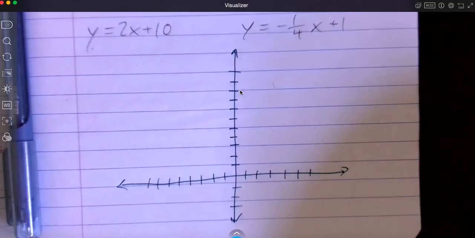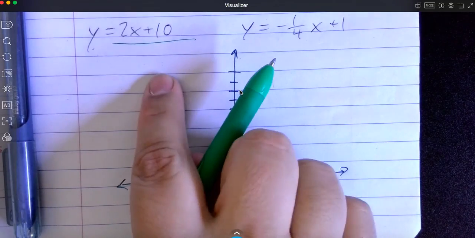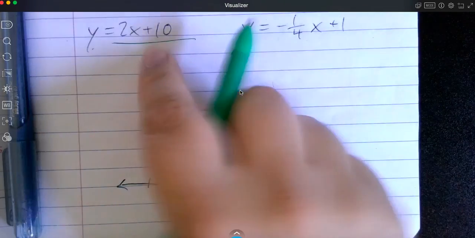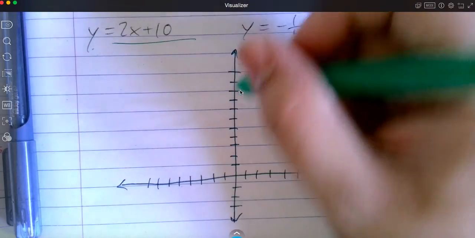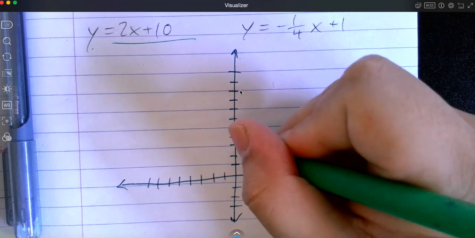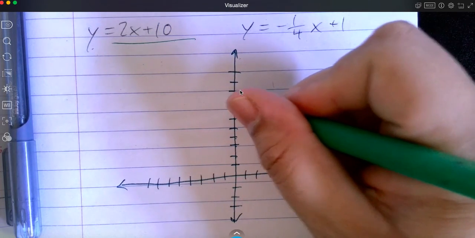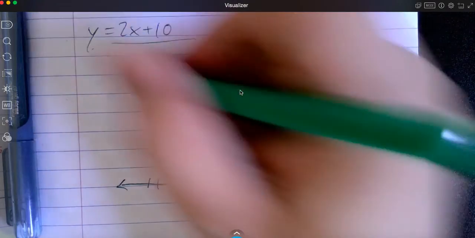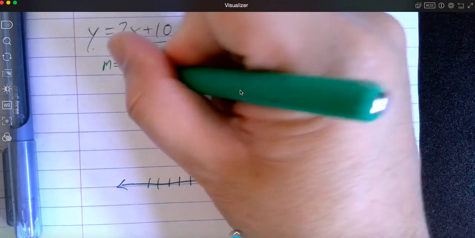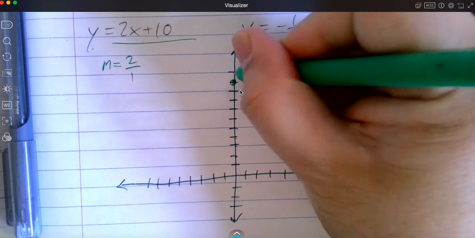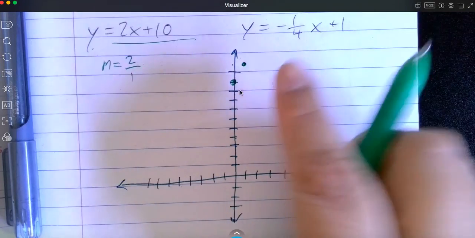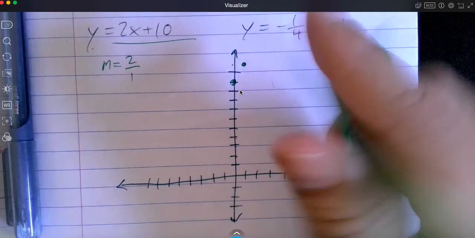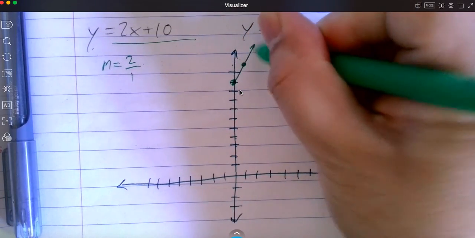All right, starting with this one, slope is 10. Oh, sorry, not the slope, the y-intercept, the b. So 1, 2, 3, 4, 5, 6, 7, 8, 9, 10. The slope is 2x. So again, I have a whole number, so I'll make it 2 over 1. So it goes up 2 over 1. Now this is where it's going to get a little tricky. This line is going up like this.